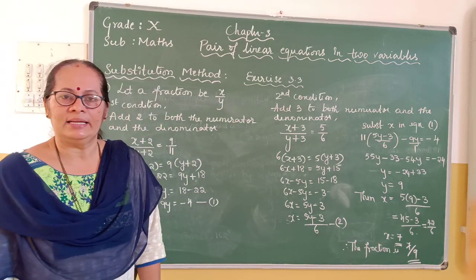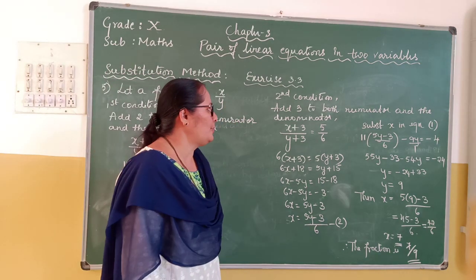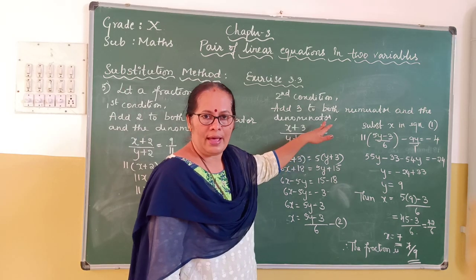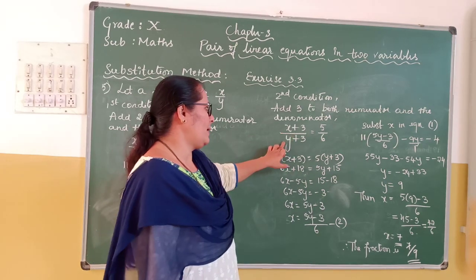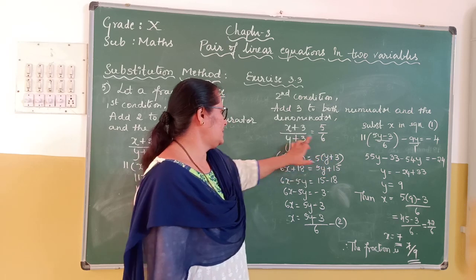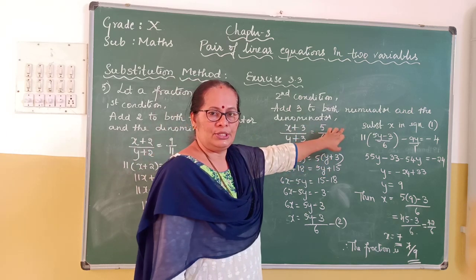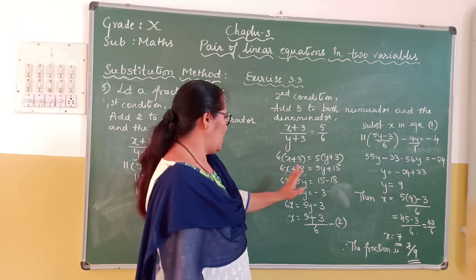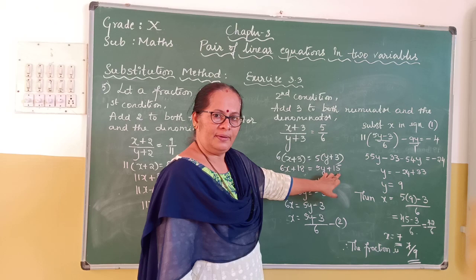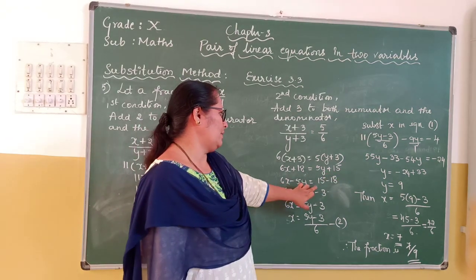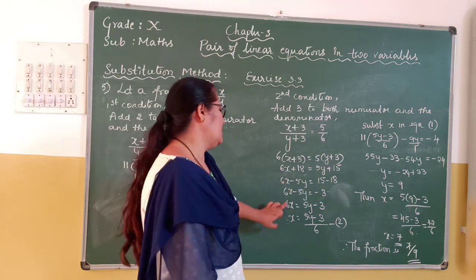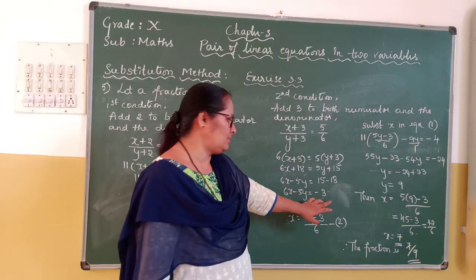Then the second condition is add 3 to both the numerator as well as the denominator. Then the fraction becomes 5 by 6. So (x plus 3) by (y plus 3) is 5 by 6. Cross multiply. So 6 into x plus 3 equals 5 into y plus 3. Now 6x plus 18 equals 5y plus 15. So 6x minus 5y equals, taking 18 to the right side, 15 minus 18. So 6x minus 5y is minus 3.